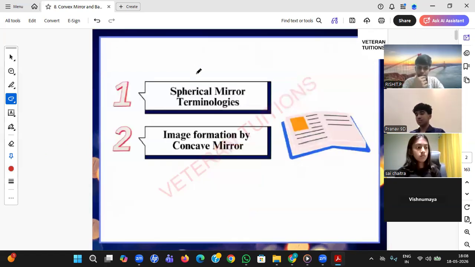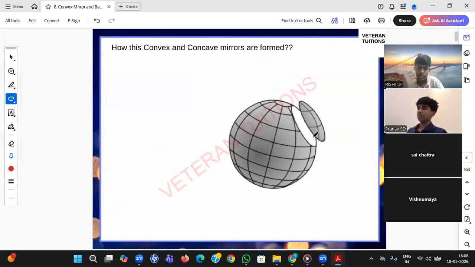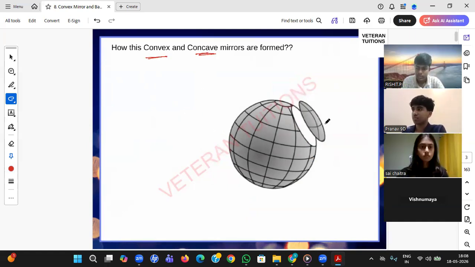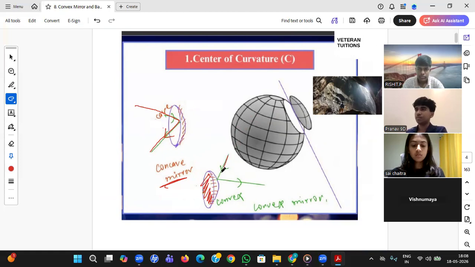Students, we have started spherical mirrors. What are spherical mirrors? From a big sphere, a small piece is taken out, and that piece is known as a spherical mirror. They are generally convex and concave mirrors. How to differentiate? When we take the small piece, if the bulged part is painted and light enters and reflects from the cave, we say it is a concave mirror. If the cave part is painted, and light enters and reflects from the bulged part, we say it is a convex mirror.